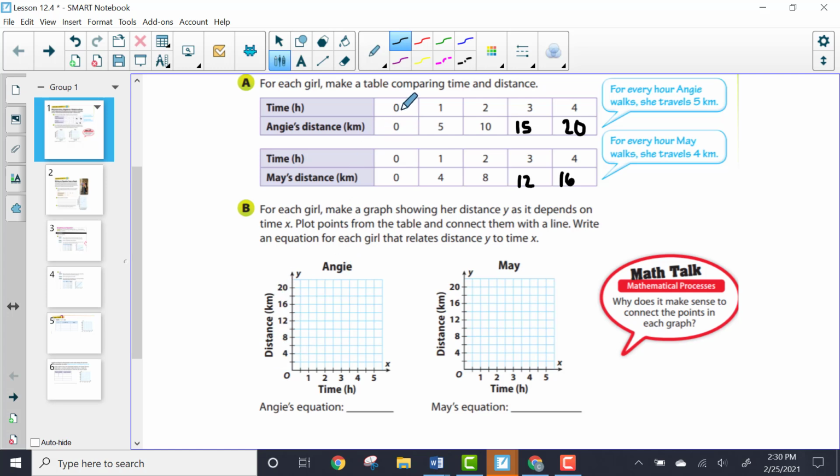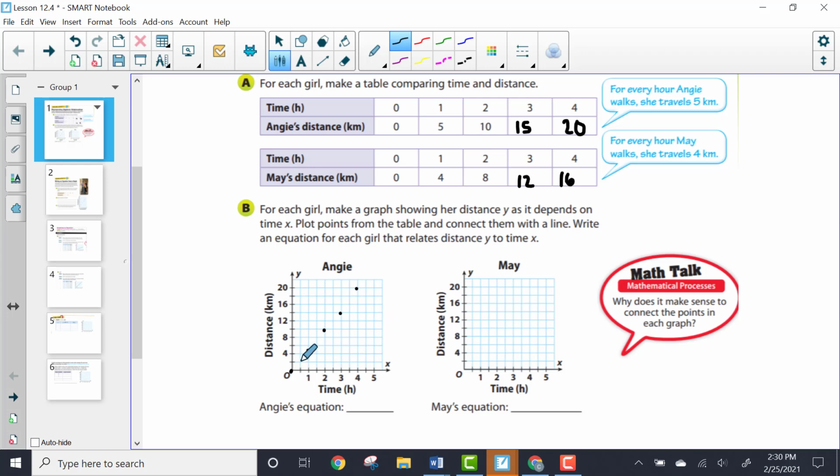All right, so for Angie, we even have the ordered pair of 0, 0. So we just put that right at the origin there. And then 1 hour is 5. So we can see, first of all, this is 2, 4, 6, 8, 10, so intervals of 2. So 1 hour is going to be 5 miles. 2 hours will be 10 miles here. 3 hours will be 15 miles. 4 hours will be 20 miles there.